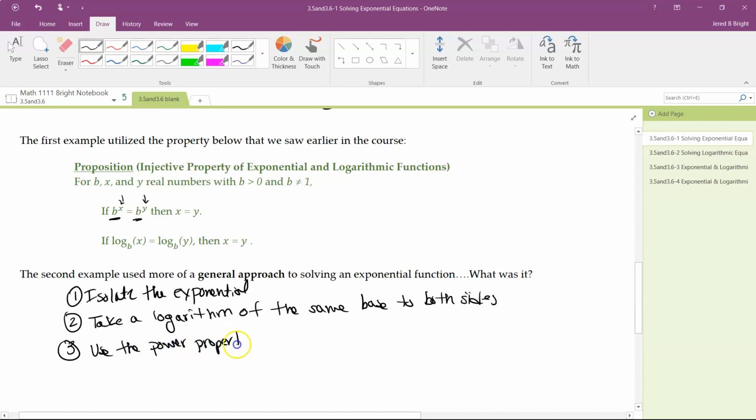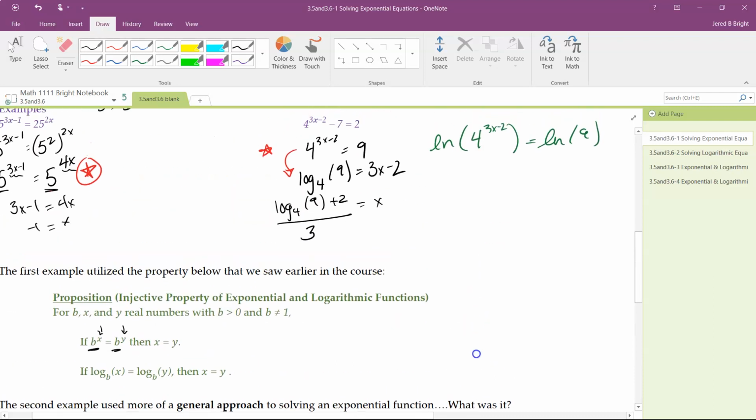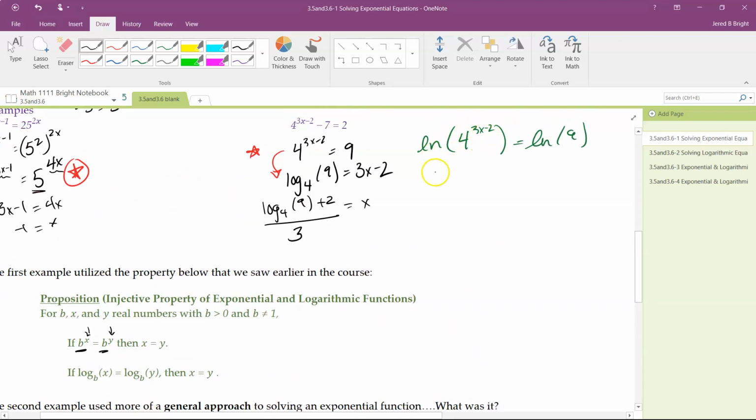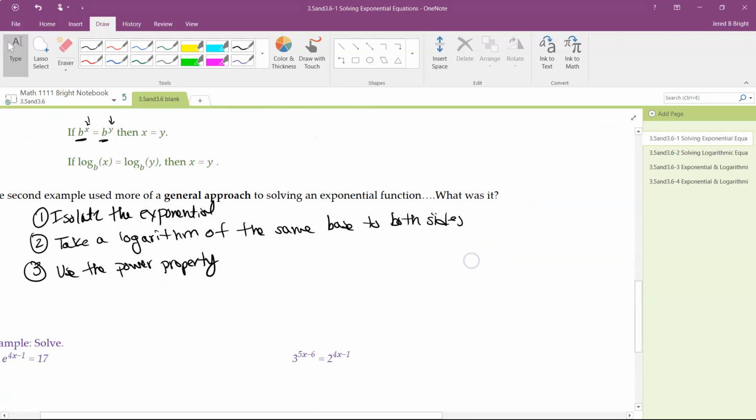Okay, that's why we're doing this after learning about properties of logarithms. So up here, I would have to bring the 3x minus 2 out in front, and then this would be times natural log of 4 is equal to natural log of 9. And then after we do that, we would solve as normal. So this would be the general approach: isolate the exponential, log both sides, apply the power property, and then solve.